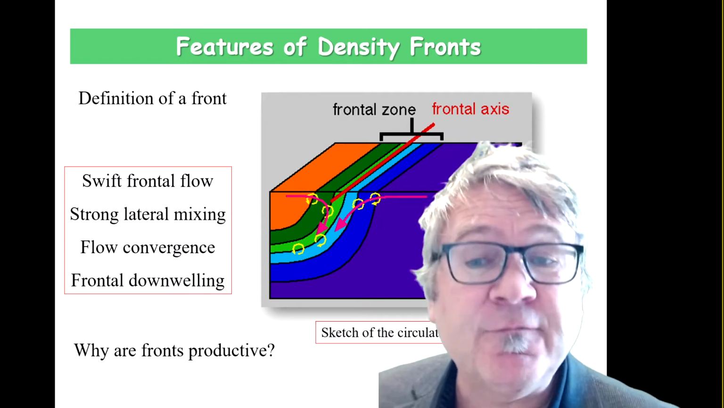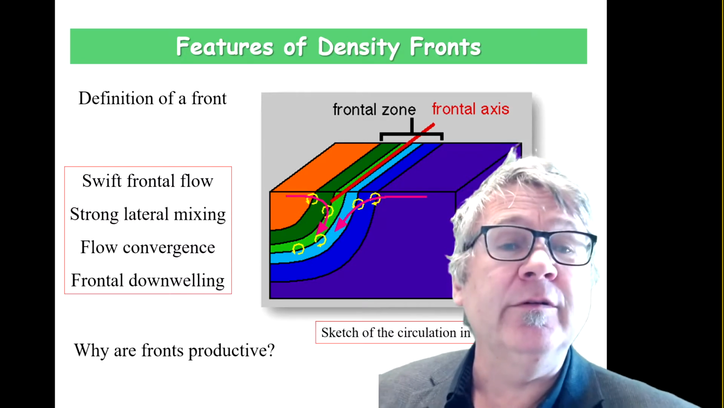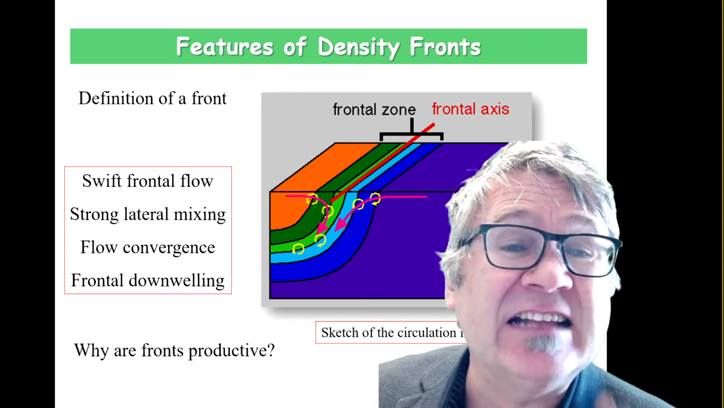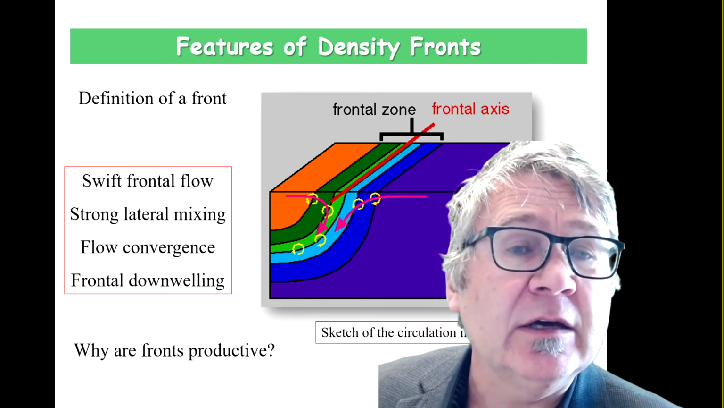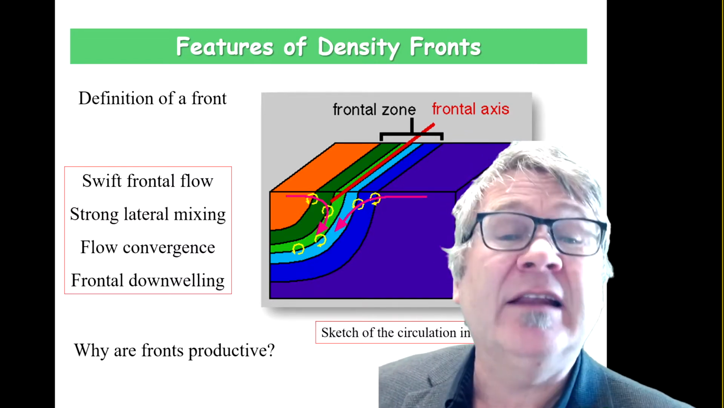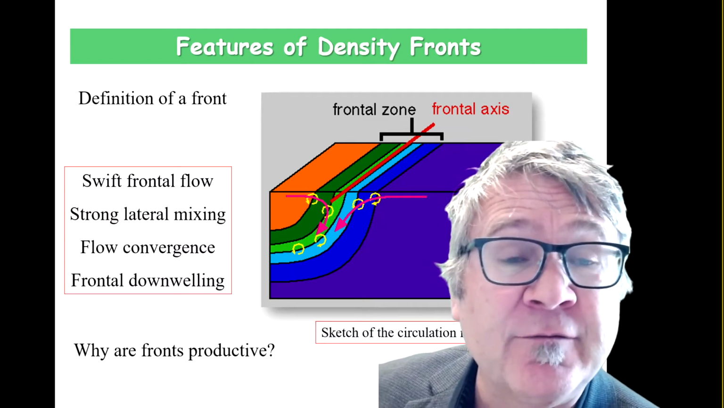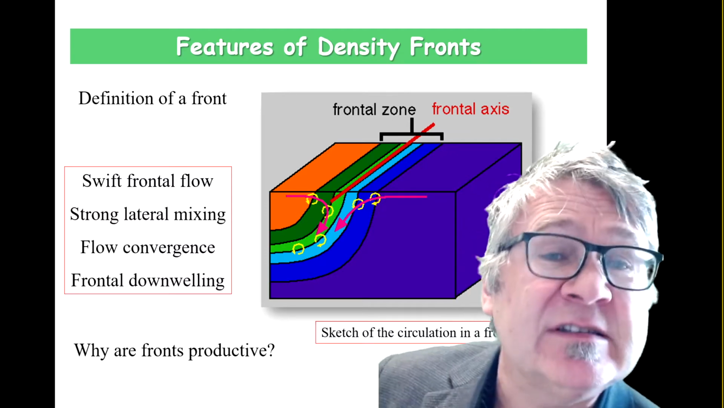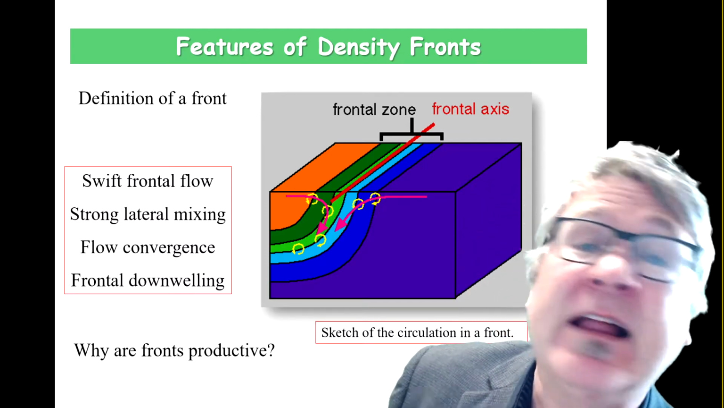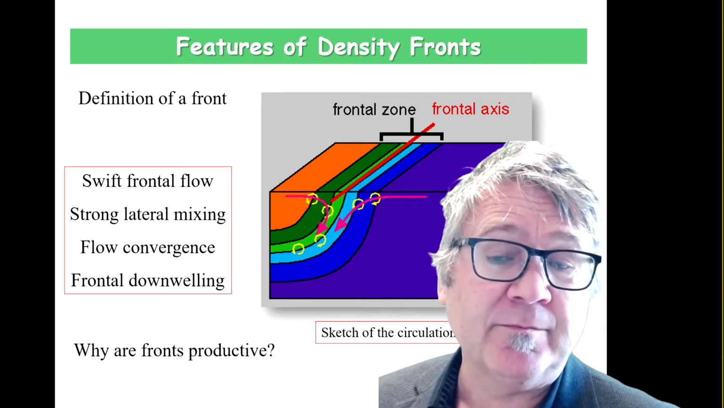So again, what is a front? It is a zone across which the density changes significantly over a relatively short distance. On either side of the front, the density has sort of the same value, it's uniform, but there's a big change across the frontal zone.